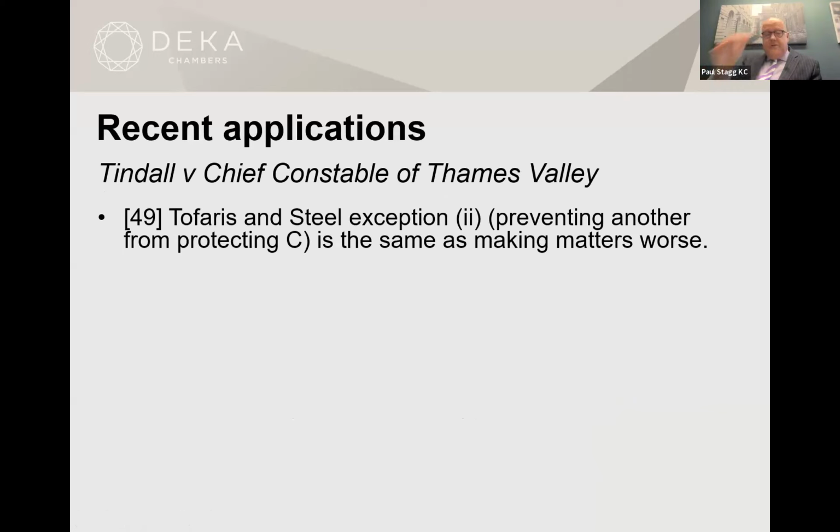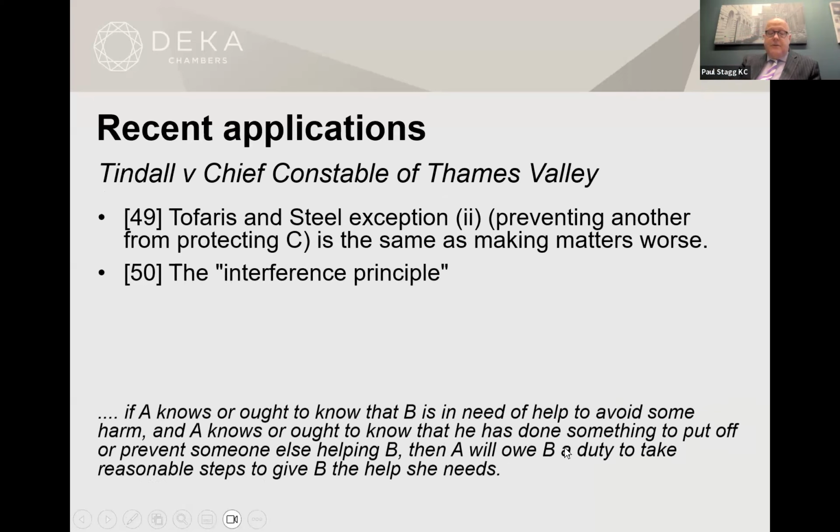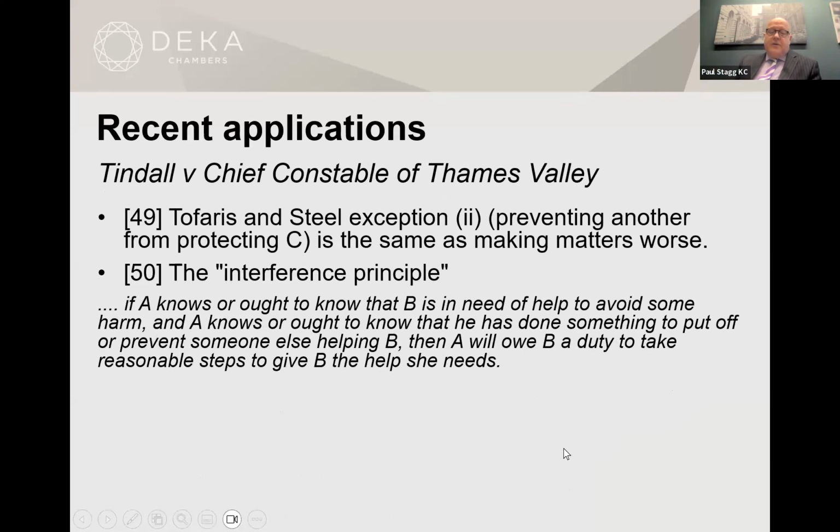The court considered the second Tavares and Seal exception, preventing another from protecting C, which they said is in fact the same as making matters worse. So it's not actually really an exception at all. They characterised it as the interference principle and quoted from another textbook: if A knows or ought to know that B is in need of help to avoid some harm, and A knows or ought to know that he has done something to put off or prevent someone else helping B, then A will owe B a duty to take reasonable steps to give B the help she needs. That is, they said, a correct statement of the law.